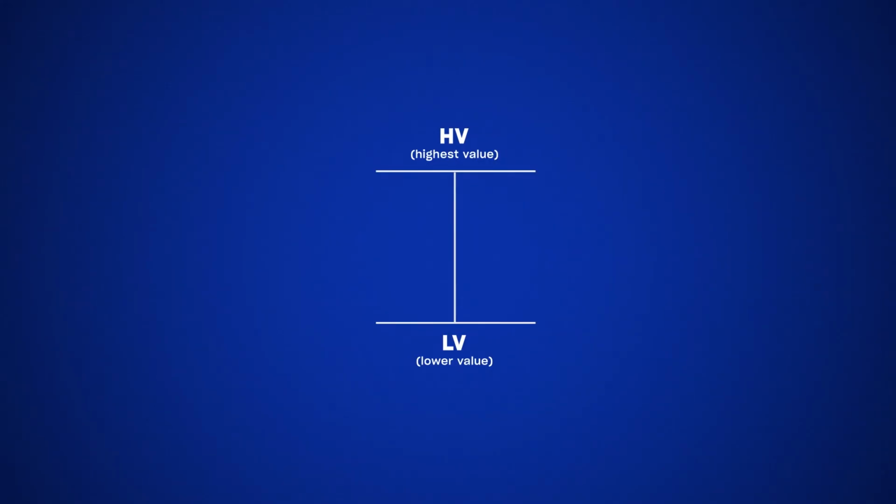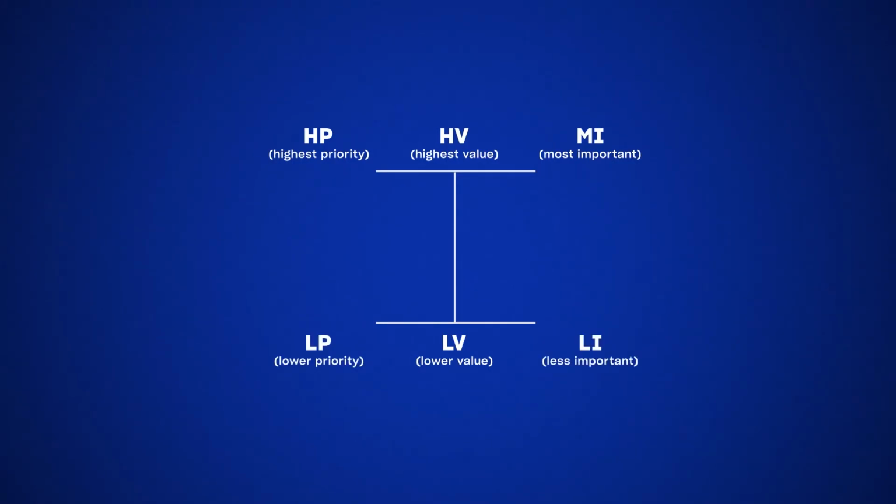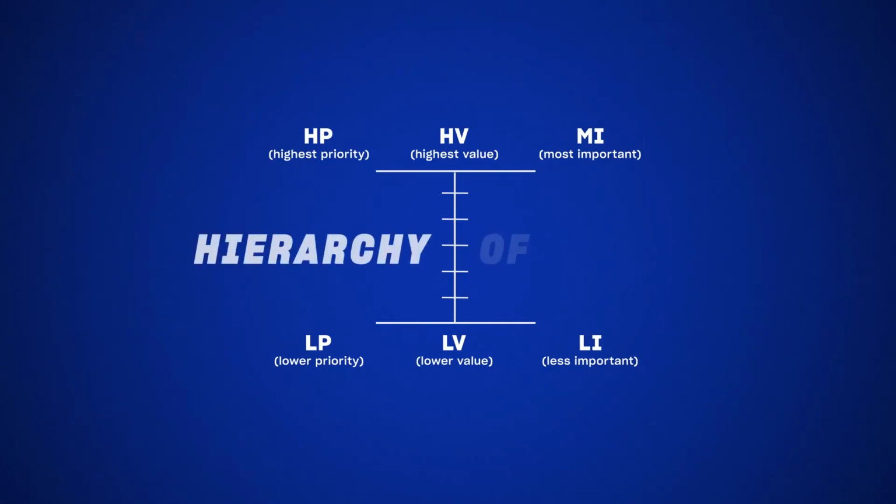This highest value is also sometimes called the highest priority in the individual's life, or what the thing is most important to their life, or your life. And down below, you have a lower priority, or less important, LI. So you have a series of values or priorities, or a series of things that are most to least important in your life. And I'm going to draw a series of lines in here. And right across the middle, I'm going to call it the hierarchy of your values.